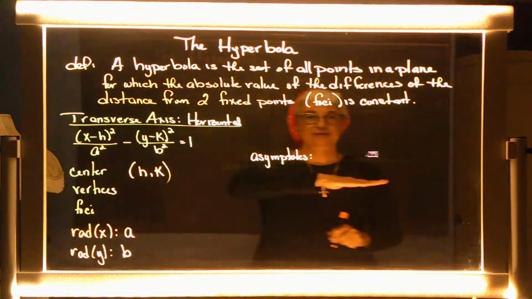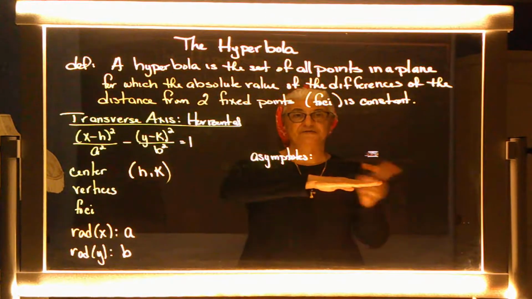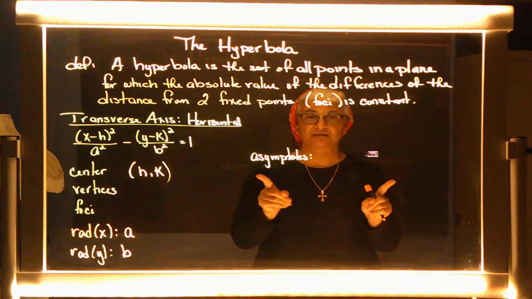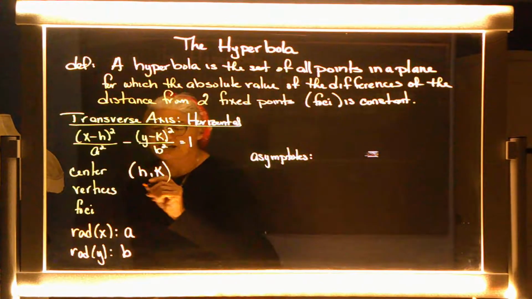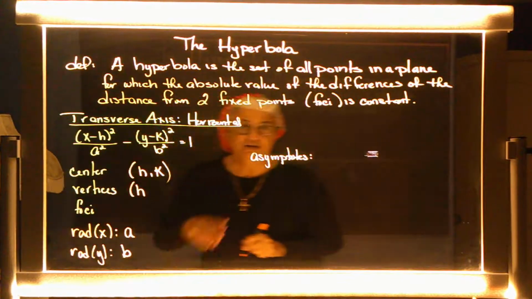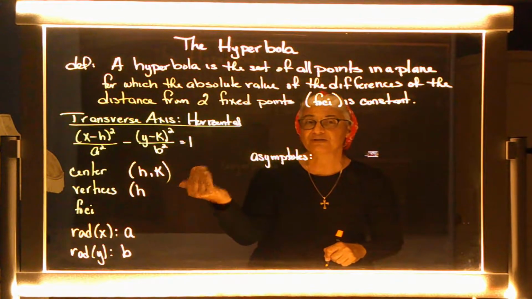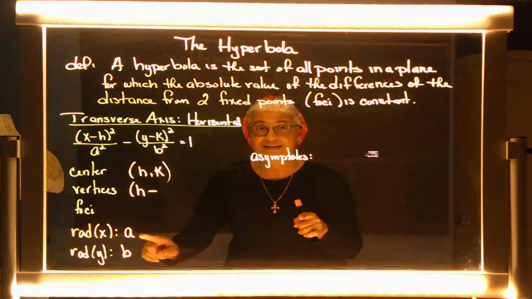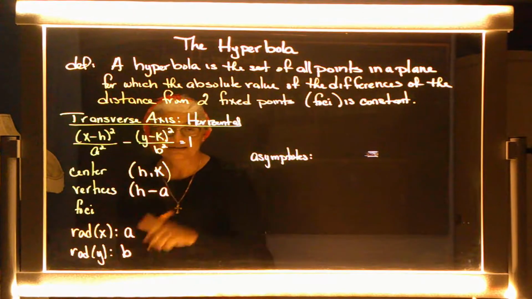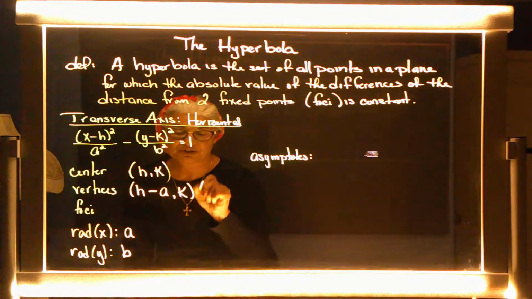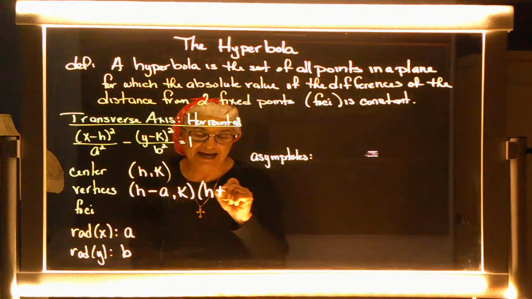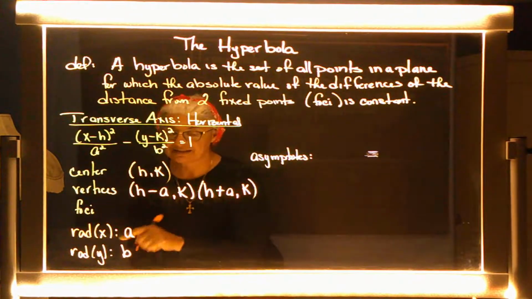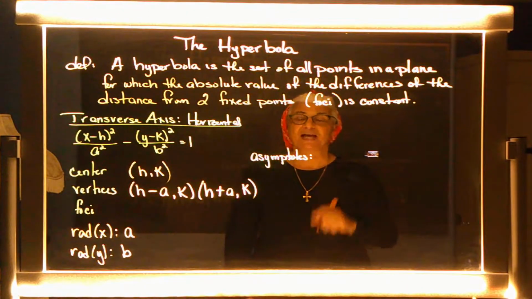Now, since this is horizontal, and that means it's going left and right, which of these coordinates is actually changing? Good, the h is changing. To get to the one to the left, you're going to subtract, and you're going to subtract by what? Yeah, the a, because the a is the radius in the x direction. And to get to the one to the right, you're going to add by a, because that's the radius in the x direction. Good?